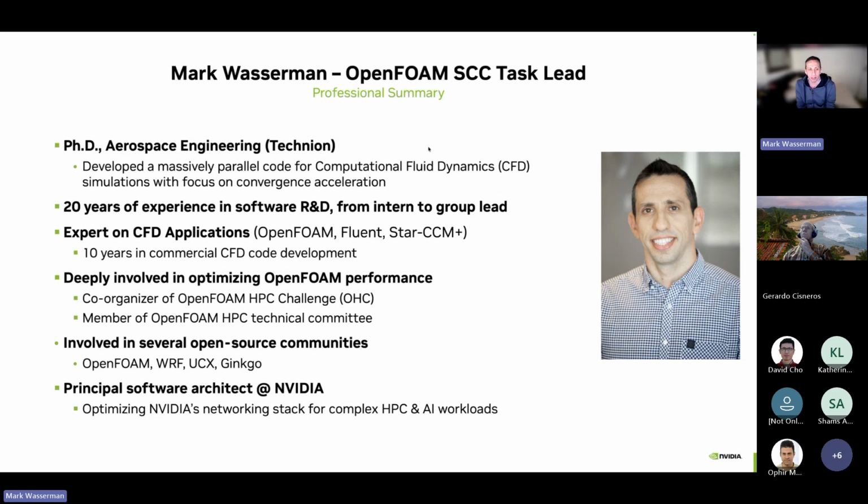Lately, in the past few months, I've joined NVIDIA, where I serve as a principal software architect, mainly working on the networking stack and optimizing it for complex HPC and, of course, what's the hottest topic right now, which is AI workloads.